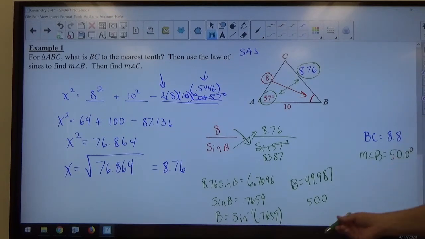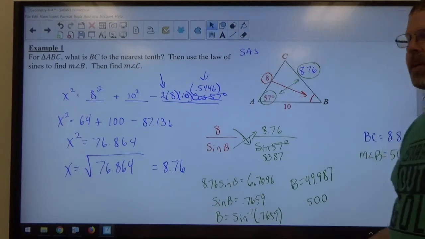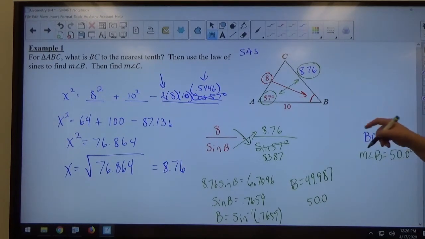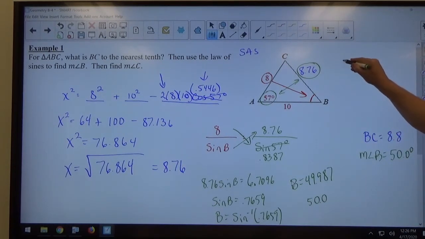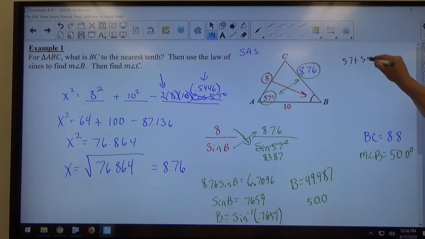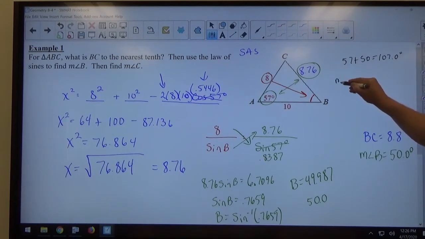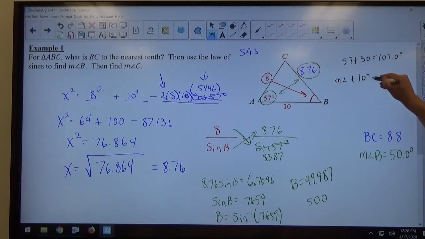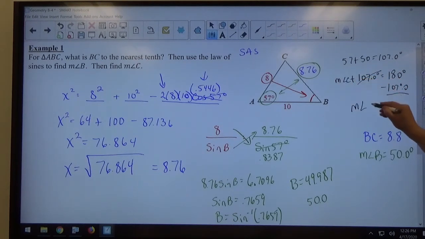And then it says find angle C. It doesn't tell you how to find angle C, but now that we know angle B is 50, angle A, 57, plus angle B, 50, makes 107 degrees. Angle C plus 107 degrees should equal 180 degrees. Move 107 over. We get measure of angle C is equal to 73.0 degrees.